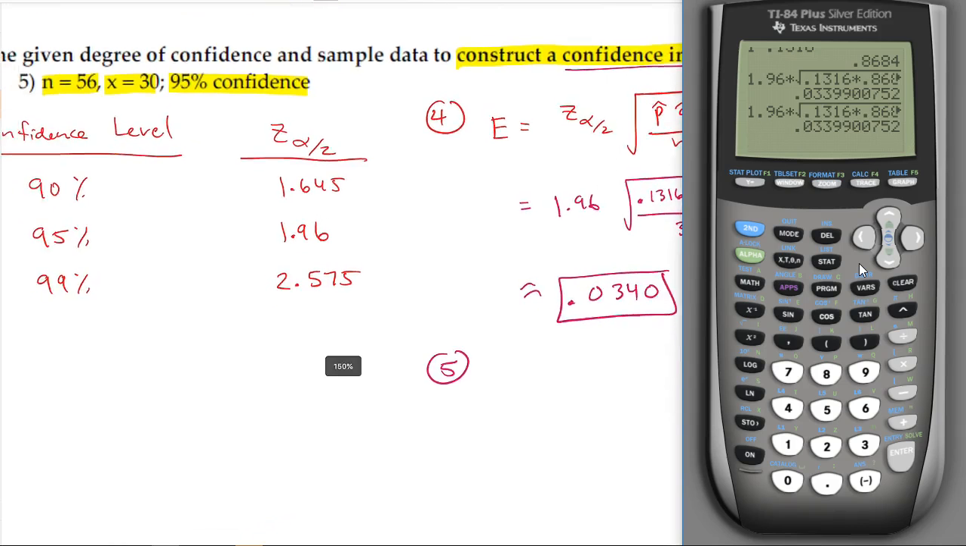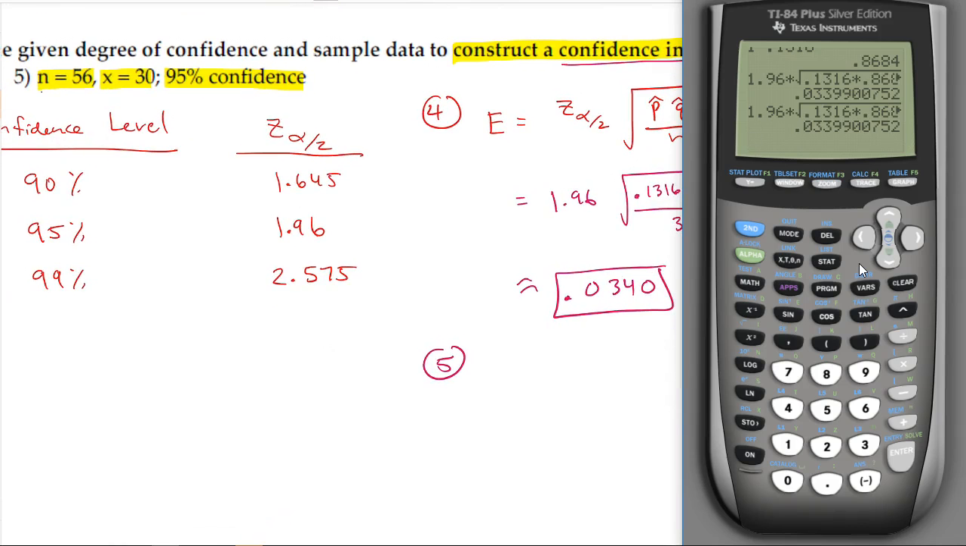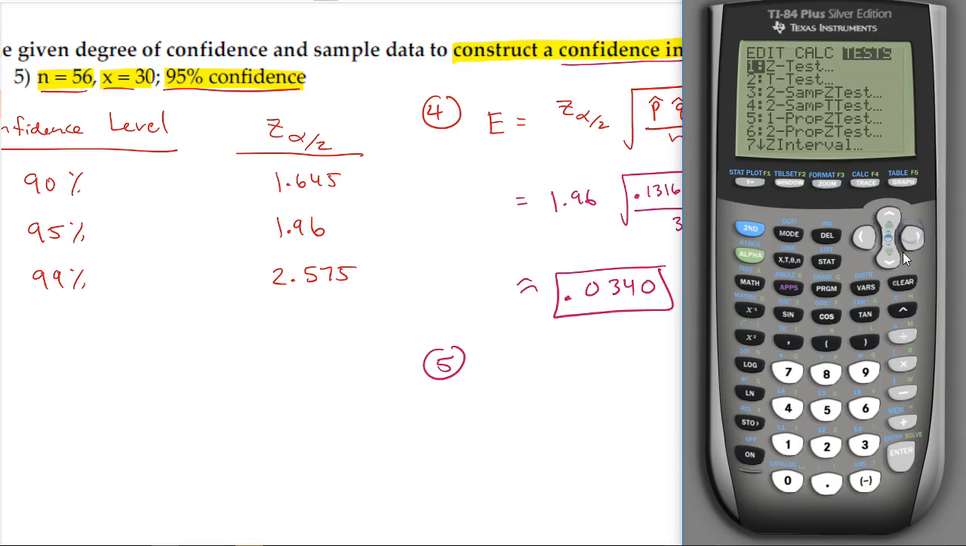All right, so for 1-PropZInt, those are the three values that we need: X, N, and confidence level. So let's navigate to that, see what we get. We're going to go STAT, we're going to go to TESTS, and we're going to go all the way down to 1-PropZInt. There it is. And X is 30, N is 56, and then the confidence level is 95%. So we're going to put that in as a decimal, 0.95. There it is. And this is the lower bound, this is the upper bound.